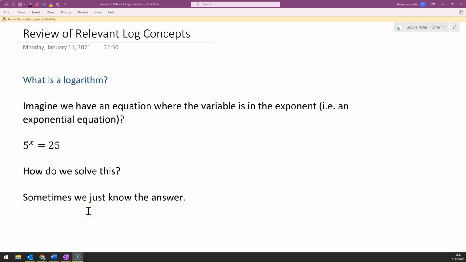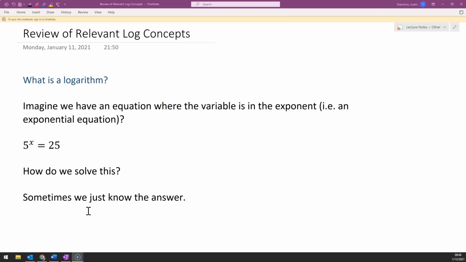Hello. So as we make our way into this chapter, you're going to see that we're going to come across the idea of logarithms. So if you've seen this before, then great. But I want to make sure that we at least have a review of the relevant concepts, the basics that we need to be able to solve some of these equations. So let's just start off with what is a logarithm.